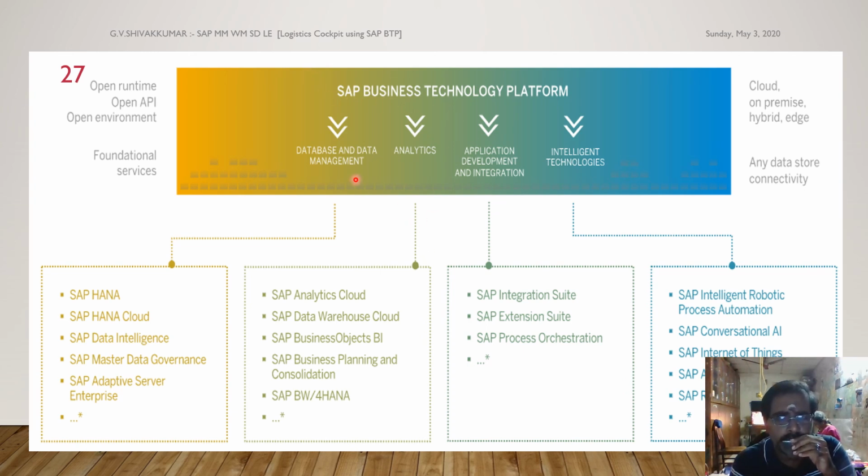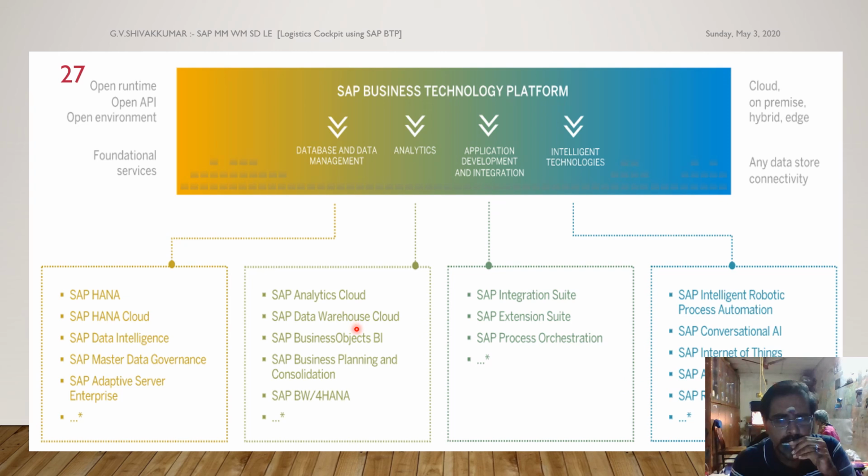So in case of database and data management, what are the components? We have SAP HANA, SAP HANA Cloud, SAP Data Intelligence, SAP Master Data Governance (MDG), and SAP Adaptive Server Enterprise. And when we come to the analytics part, we have different components such as SAP Analytics Cloud (SAC), SAP Data Warehouse Cloud, SAP Business Objects BI, SAP Business Planning and Consolidation, and SAP BW/4HANA, right?